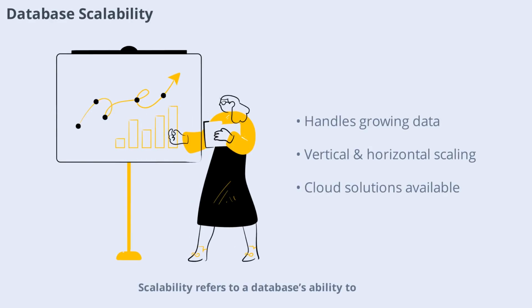Scalability refers to a database's ability to handle increasing amounts of data and users. Vertical scaling adds more resources to a single server, while horizontal scaling adds more servers. Cloud-based databases offer flexible scalability, allowing you to adjust resources as needed. Planning for scalability ensures your database can grow with your business.